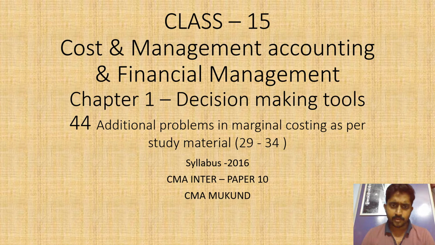This is on CMA and FM. So we are discussing the additional problems, and today we will discuss problem number 29 to 34. There are a total of 44 additional problems in the marginal costing chapter, chapter 1. So we are going one by one, and whatever is very unique, I am covering only those problems.